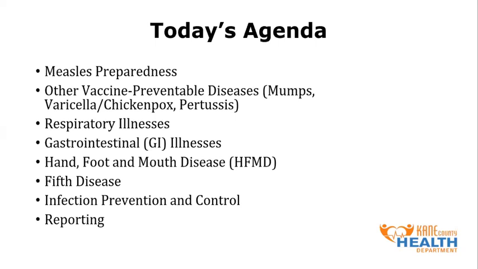Here's a quick overview of what we'll be covering. We'll start with measles, then review other vaccine-preventable diseases. We'll go over common respiratory and gastrointestinal illnesses, as well as skin conditions like hand, foot, and mouth disease and fifth disease. Finally, we'll wrap up with infection prevention practices and reporting requirements.